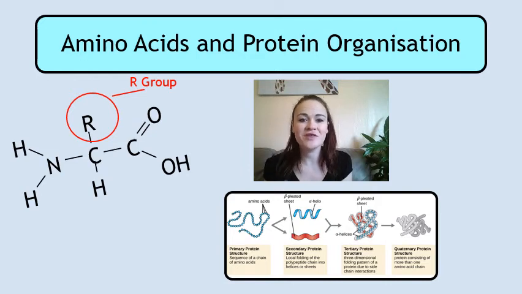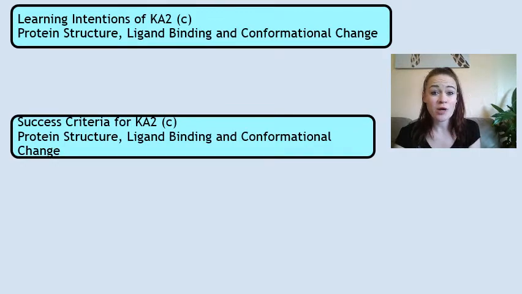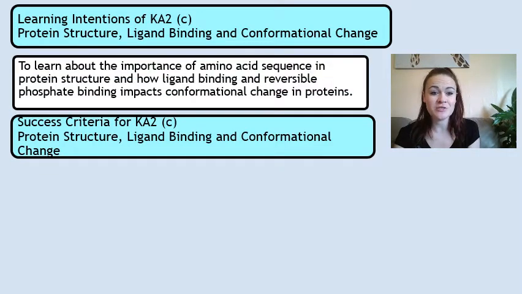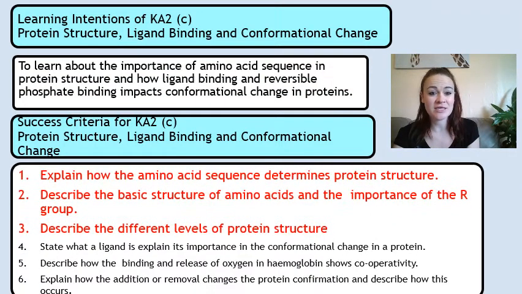Hi everyone, this video goes into details about amino acid structure and protein organisation to the level of detail that you need for the Advanced Higher Biology course. So this is from Unit 1 of the course, Cells and Protein, and it's just the last section of Key Area 2, and we're only covering a little bit of that section.